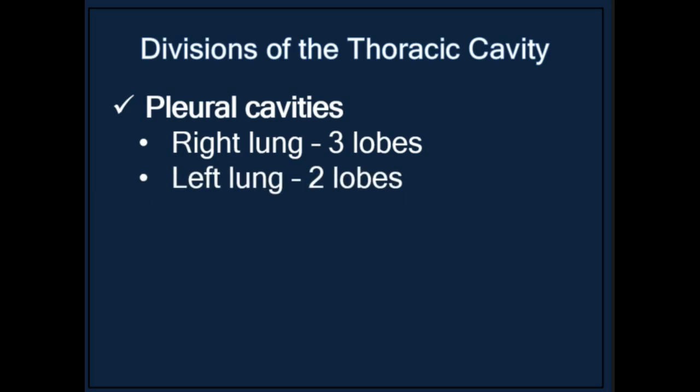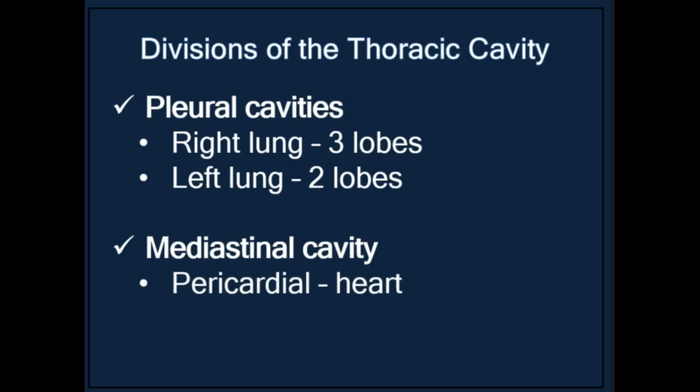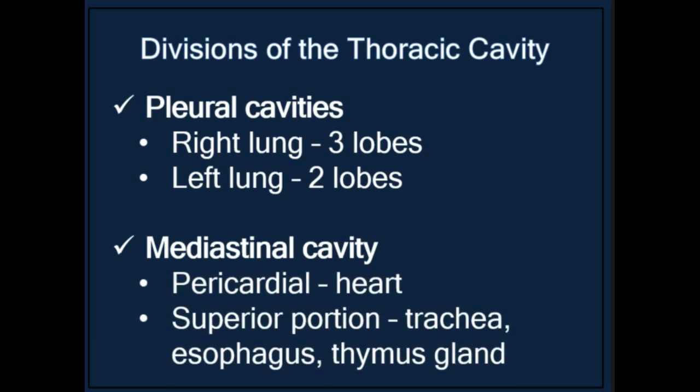In the center of the chest, between the lungs, is another space called the mediastinal cavity. The pericardial portion is the heart, and the superior mediastinal cavity contains the trachea and esophagus. One additional structure within the mediastinal cavity is the thymus gland that plays a role in the endocrine system.